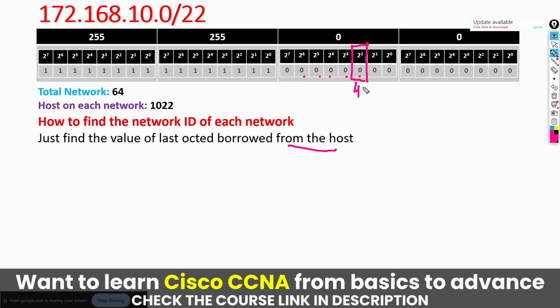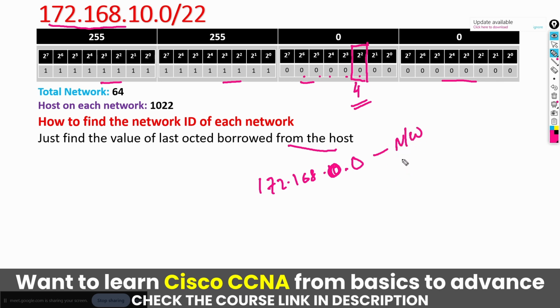See, this last octet belongs to which octet? This last binary bit belongs to which block? This is block 1, block 2, block 3. This is block 3, block 4, right? So it belongs to block 3. So the IP address always starts from what? This is a class B IP address. So the first address will be 172.168.0.0. This is the first network.